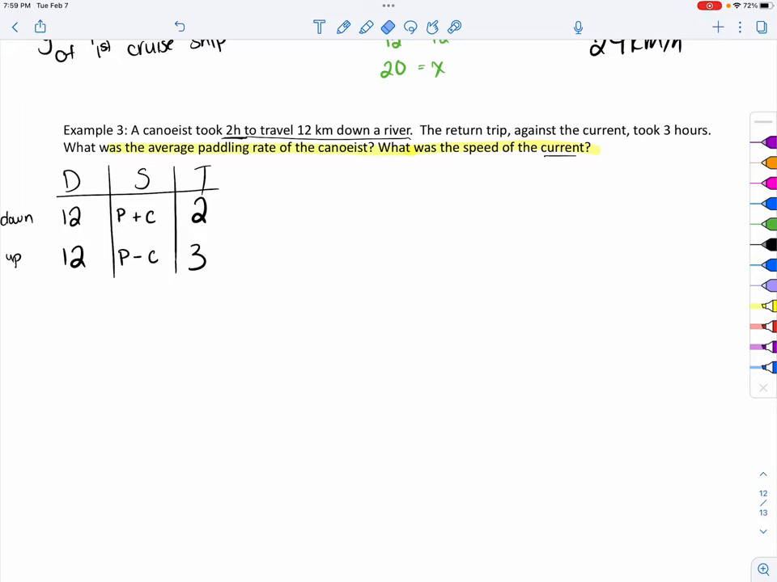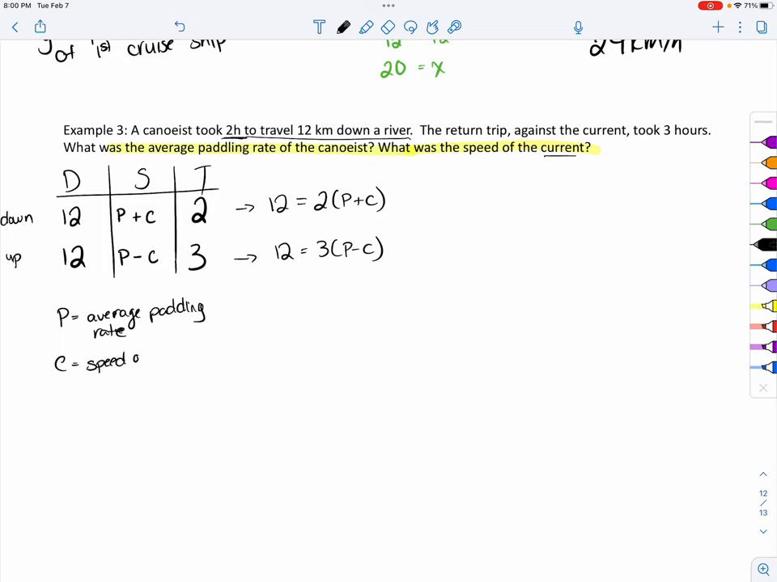Now that we've done this, you can come up with your equations. Distance equals speed times time. Don't forget to define your variables. So P is the average paddling rate, and C is the speed of the current.